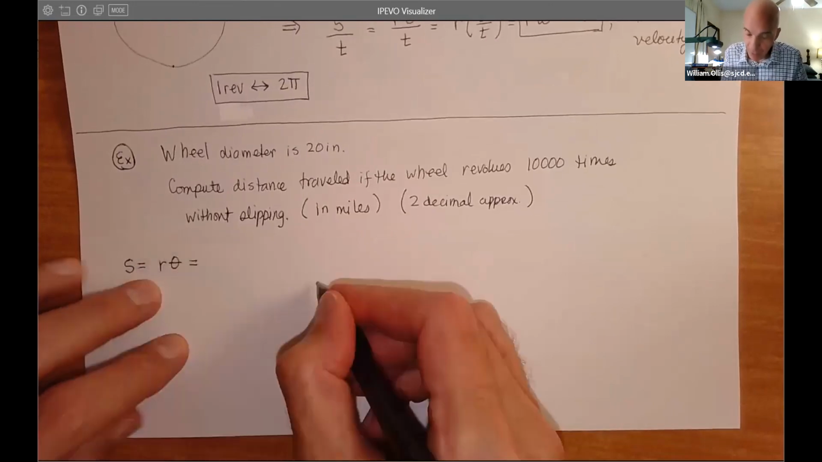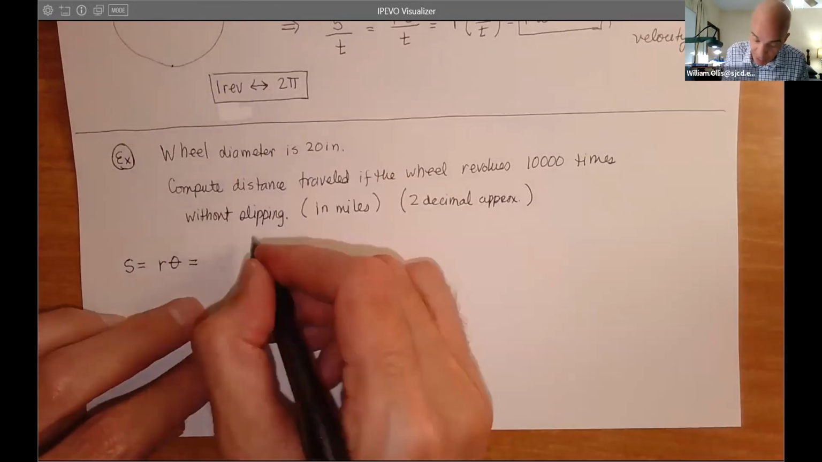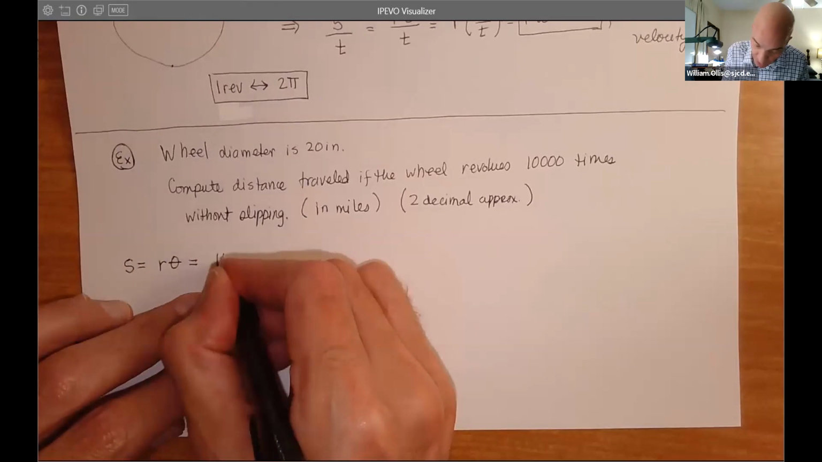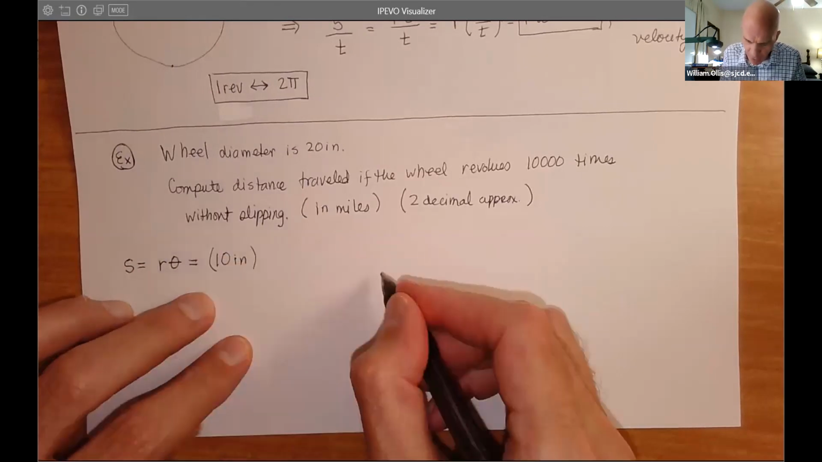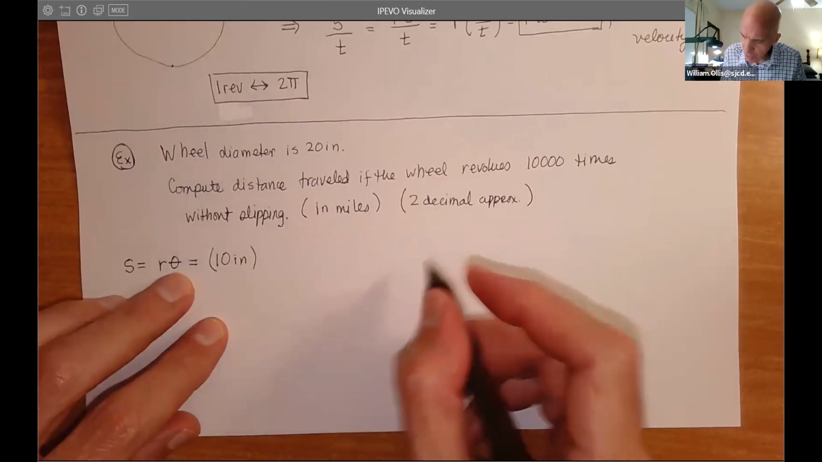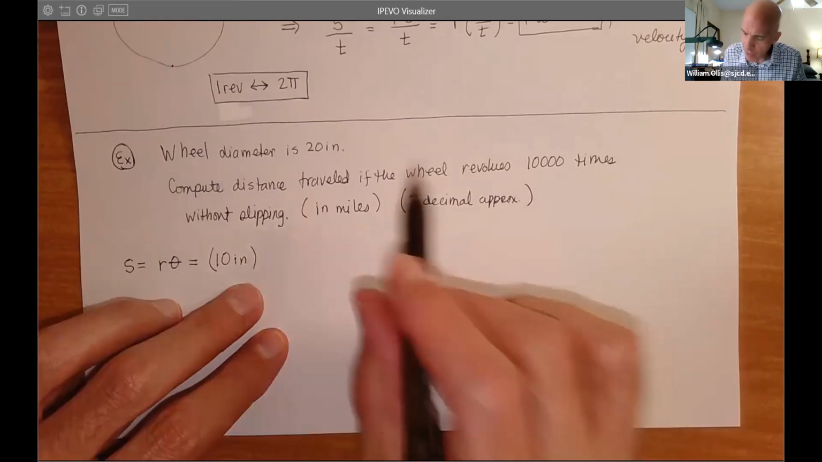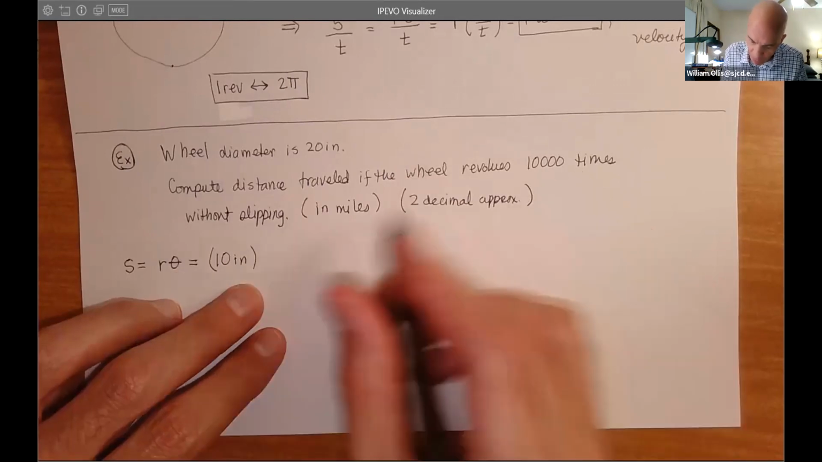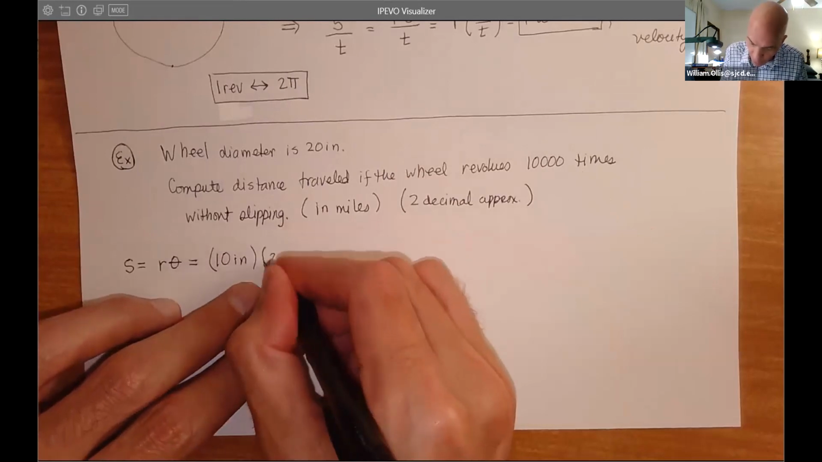So we've got a diameter of 20 inches, so the radius is half that, so we have 10 inches. And then we've got 10,000 times, so we've got 2 pi for every 10,000 revolutions. So we've got an angle of 2 pi.